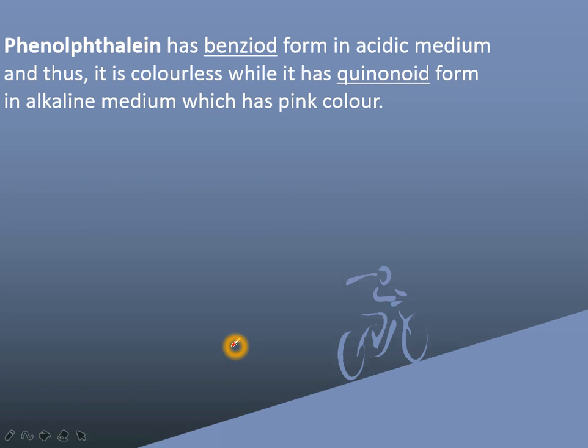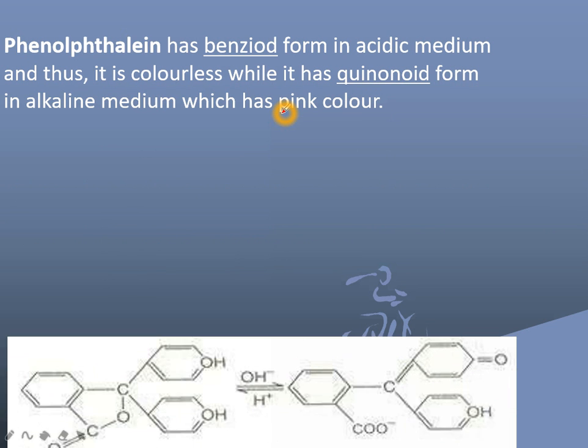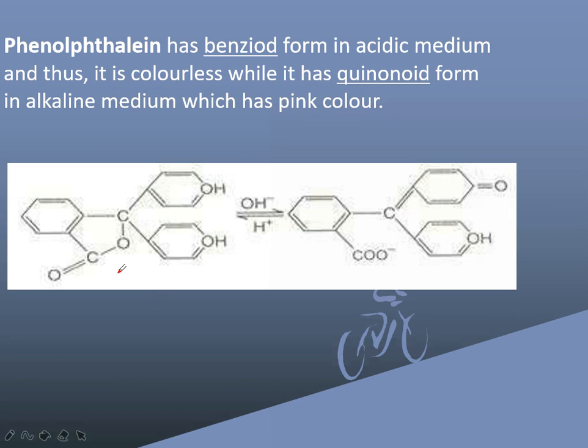So we can explain with the help of the example phenolphthalein. Phenolphthalein is having a benzenoid form in the acidic medium, thus it is colorless, while in alkaline medium it will be having the quinonoid form, that is pink color. And here is the tautomeric conversion of the benzenoid and quinonoid form of the phenolphthalein.